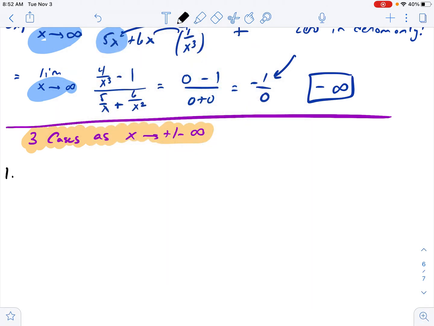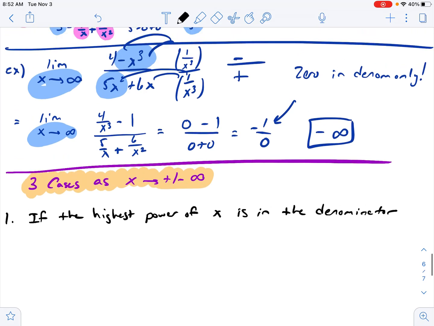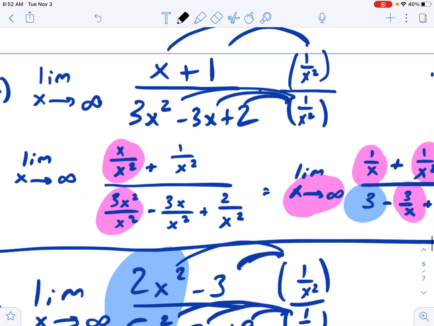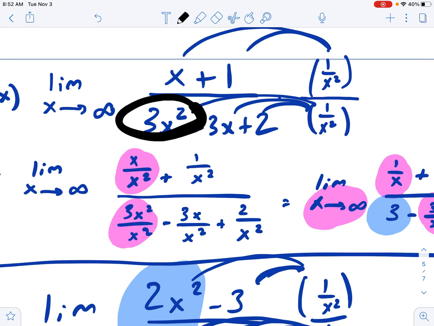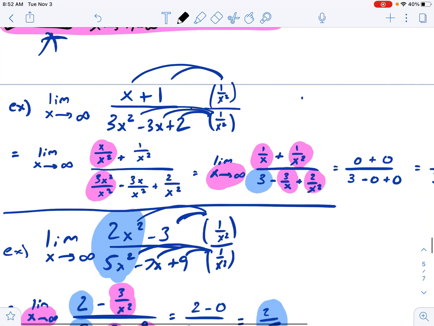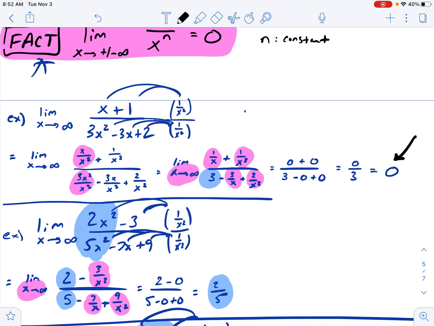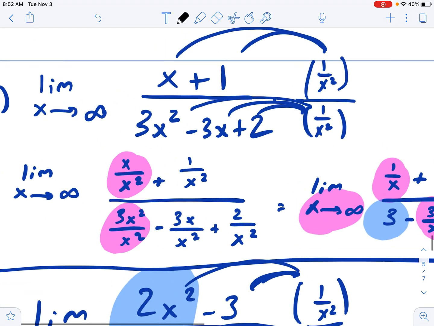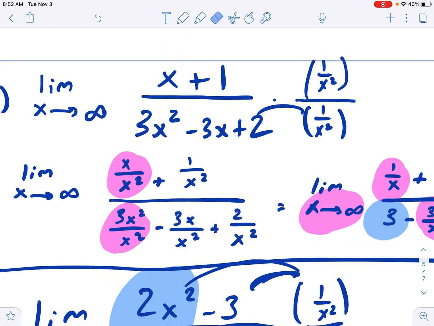Okay, case 1. If the highest power of x is in the denominator, and that was like our first example up here. Notice the highest power of x we began with was 3x squared in the denominator. What did we end up for an answer here? 0. Intuitively, that should make sense.